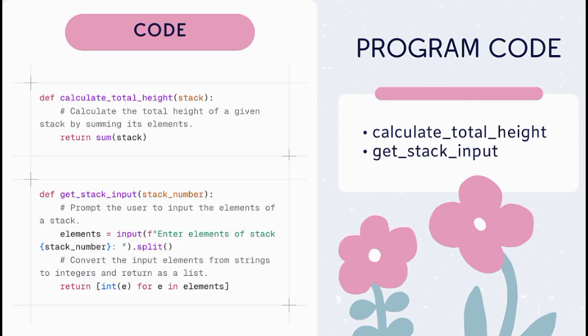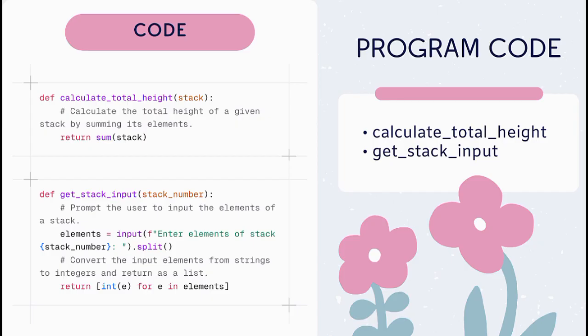calculate_total_height_stack. This function takes a list of numbers representing a stack and calculates the total height by summing up all the elements in the list. It uses Python's built-in sum function to add up all the numbers in the list and returns the result.